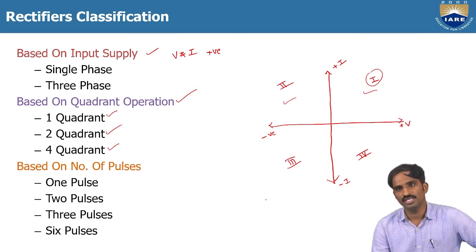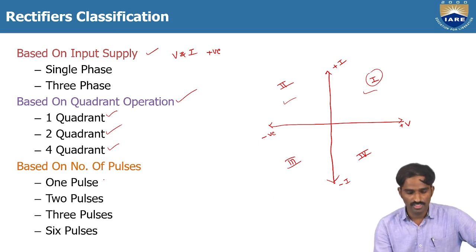Because without giving the gate pulse, if you give only the positive anode voltage with respect to the cathode, the thyristor will not get into the conduction mode. We should give the firing pulse or triggering pulse to the gate, then only it will turn on. So then how many triggering pulses are we giving to the thyristors?